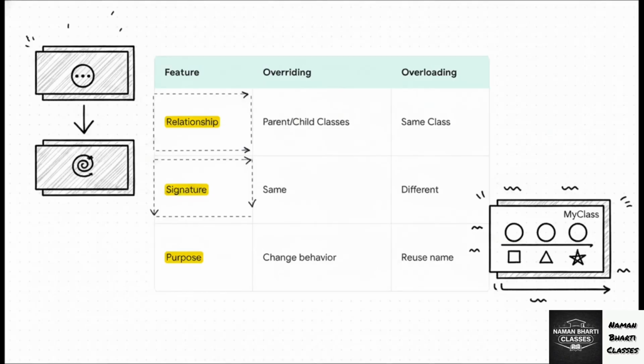Okay, so let's put these two side by side because it's really easy to get them mixed up. The key difference is this. Overriding is all about changing an inherited behavior in a child class, so it's happening across 2 different classes. Overloading, on the other hand, is about having multiple versions of the same method inside the same class. So one changes behavior, the other just reuses a name in different ways.